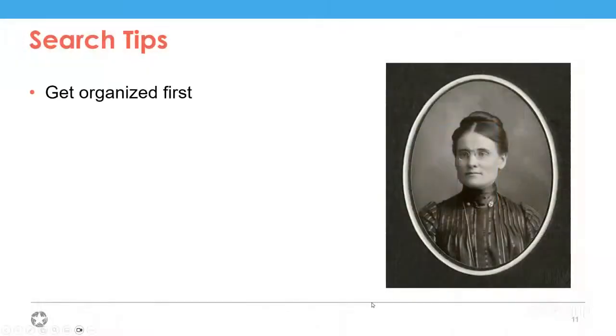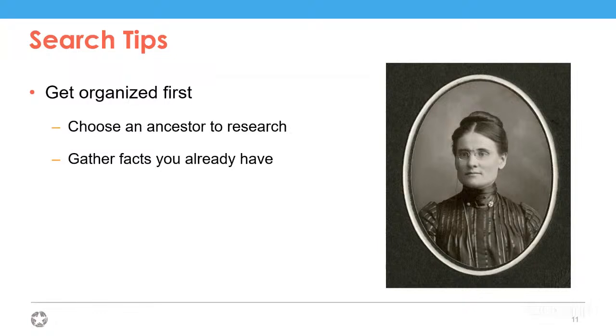As we say in pretty much every single one of our classes, get organized first as the starting point for all research. You want to choose a specific ancestor to start with. If you start too broad, it's going to be an overwhelming amount of information, and keeping track of things is going to get a little crazy. So it's always better to pick one person to start with and gather the facts you already have.